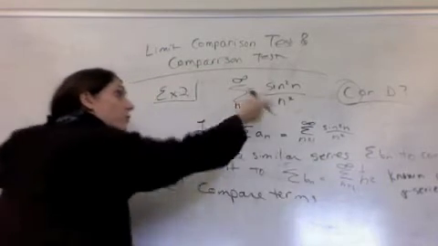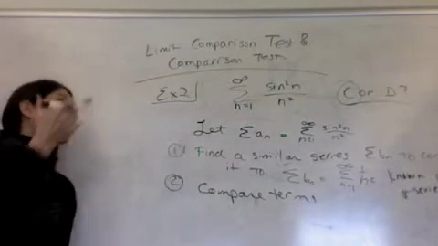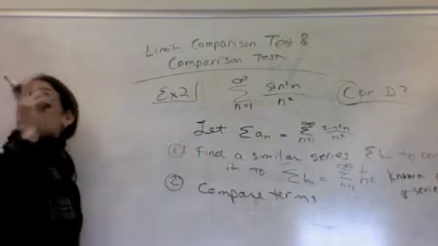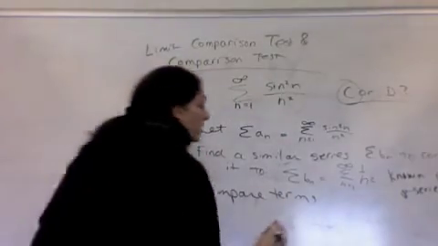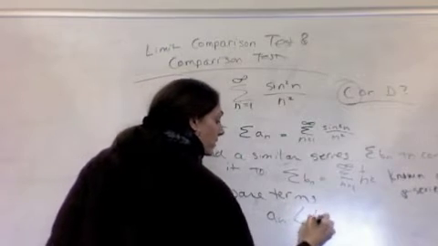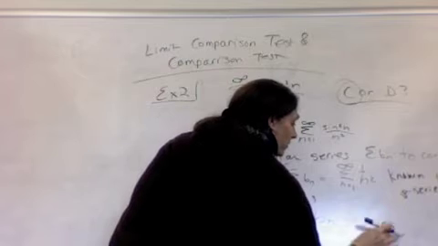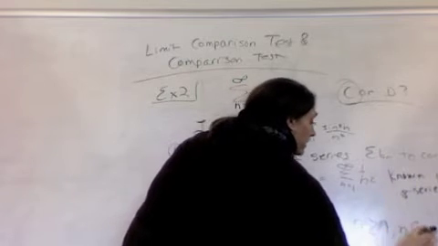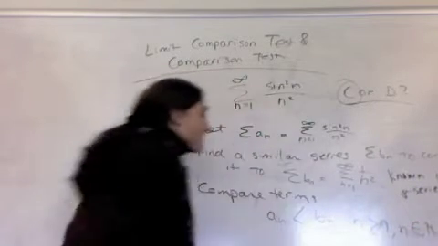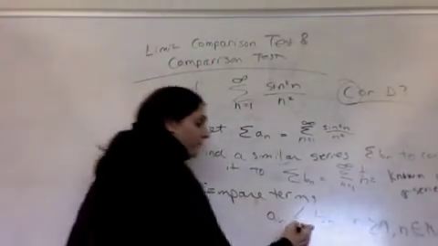If you're trying to prove that it's divergent, you have to show that it's larger than a known divergent series. In this case, we're guessing convergent, so we have to show that it's smaller than a known convergent series. So we need a sub n to be less than or equal to all the terms b sub n, for n greater than or equal to 1, natural numbers. Or equal to, yeah, sorry, thank you.